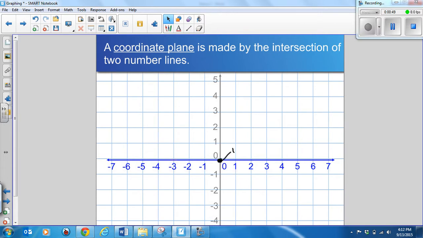So go ahead and write on your graph in your notes the origin. And the point, or the ordered pair, for the origin is 0, 0. So go ahead and write that in your notes.